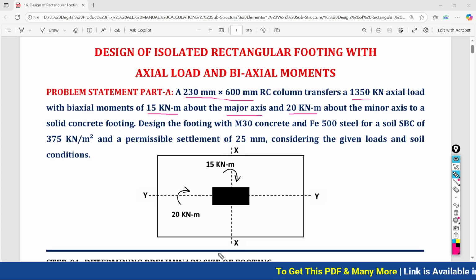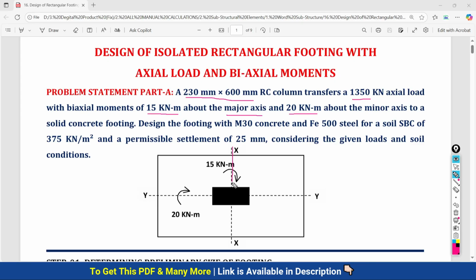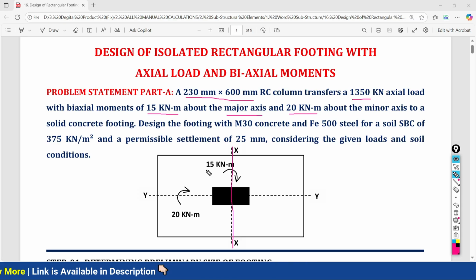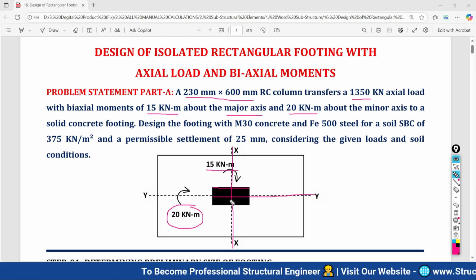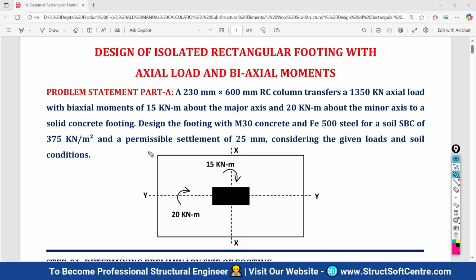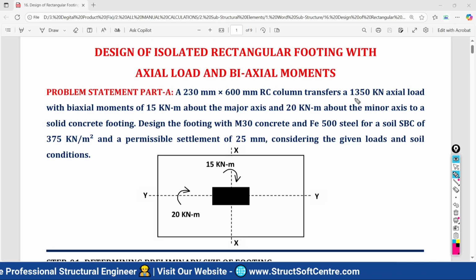If you look at the figure here, the major axis is the axis which is passing through the width of the column and width of the footing, and about this axis the moment is given as 15 kN. About the minor axis, meaning the axis which is passing through the length of the footing, or we can say along the depth of the column, the moment is 20 kN. This is the minor axis, this is your major axis. So we have both moments given, and this column is also carrying the axial load of 1350 kN.